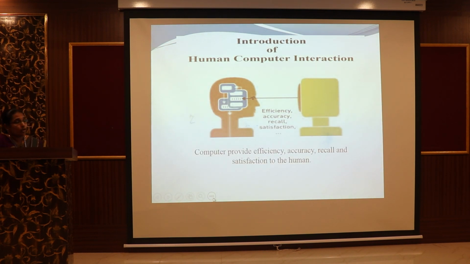Next, in the topic human-computer interaction, how exactly human and computer work will be discussed. See this picture. This is human, that is computer. How human and computer interact with each other: the computer provides efficiency, accuracy, recall and satisfaction to the human. Then the human interacts via the computer. In between, an interface is used for communicating. This is the overall symbol for human-computer interaction.